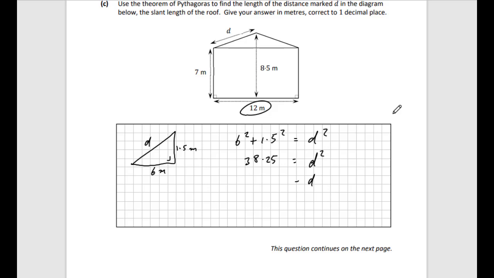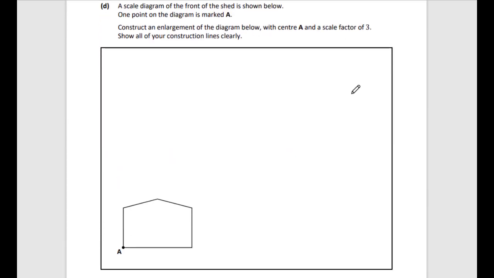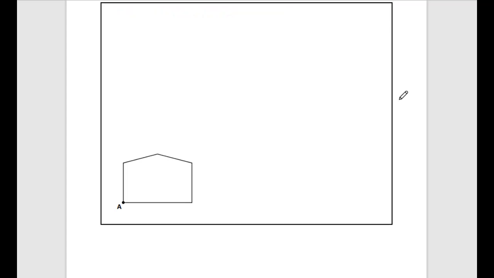So that means D then is the square root of 38.25, to 1 decimal place is 6.2 meters. Okay, next one. A scale diagram of the front of the shed is shown below. One point on the diagram is marked A. Construct an enlargement of the diagram below with center A and a scale factor of 3. Show all your construction lines clearly.